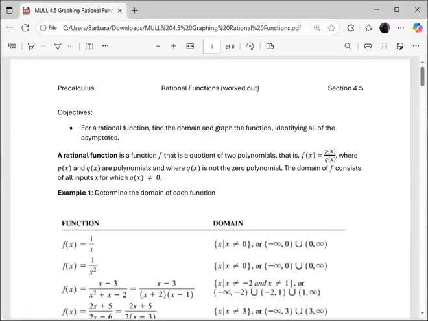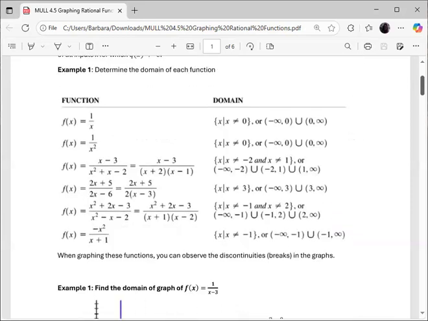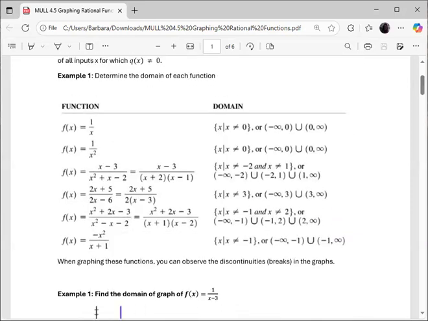In section 4.5, we're going to be graphing rational functions. So we'll start with the definition. A rational function is a quotient of two polynomials, p of x over q of x, where q of x can't be zero. And so we start with finding the domain of these rational functions on the left.